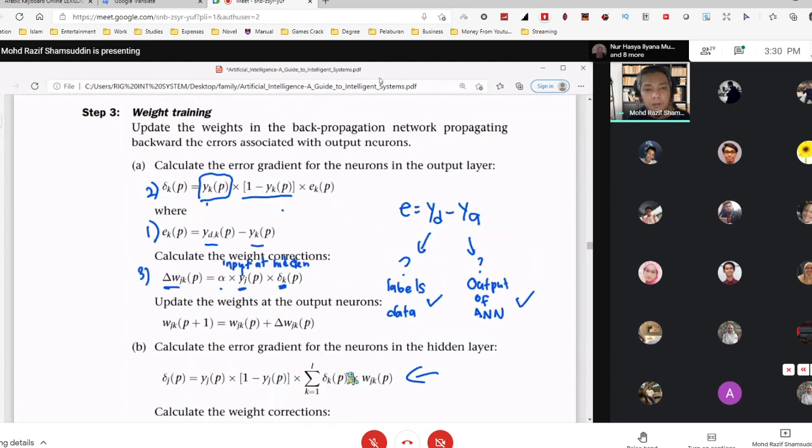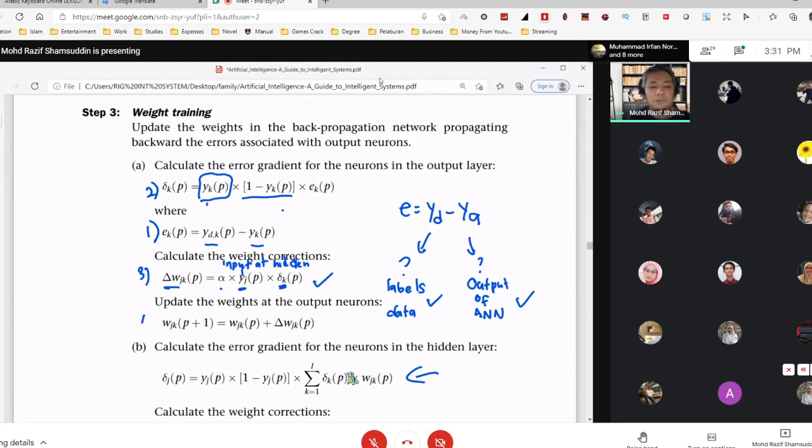All right, so this is manageable. We calculate the weight change equals alpha, which is a constant, times the input at the hidden, times the gradient. By now, do you have any question? If you have any question that you want to ask, please don't worry about it. You can always interrupt me. But I hope you understand. Never mind, I'll finish this first.